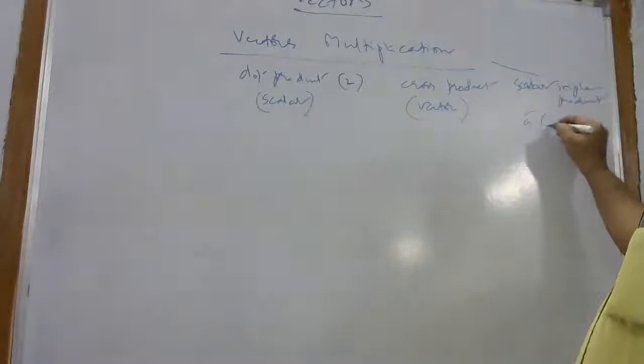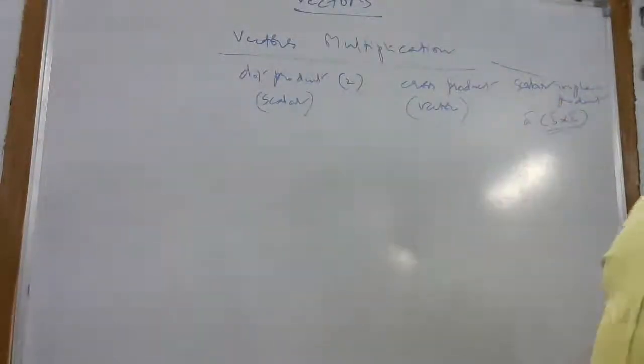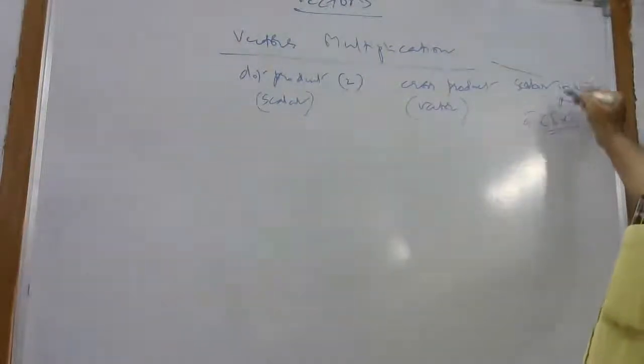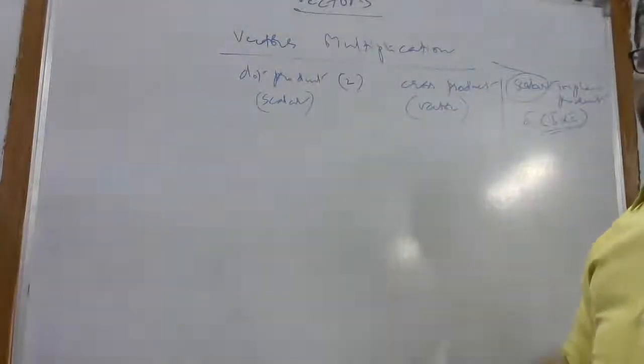This is A bar dot B bar cross C bar. So first dot, cross, then dot. Scalar 2. You'll get a scalar outside. That's a scalar triple product. This is the third case. We'll discuss this later. First, we'll discuss these two.